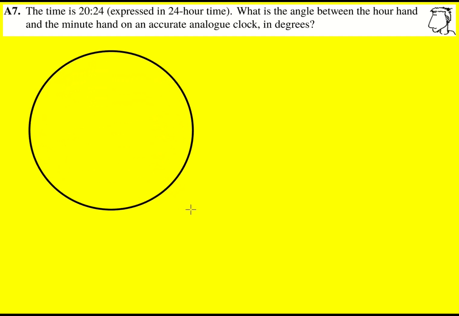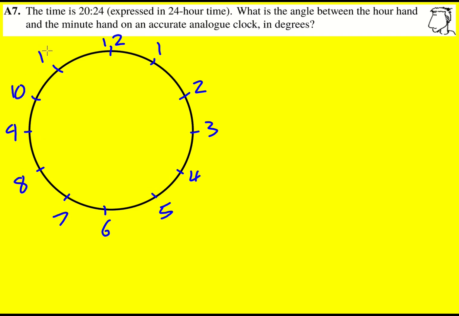Let's sketch out a clock for this question. Okay, first of all, put on some of the key numbers. We've got 12, 3, 6, 9, and I'll add the rest. It's possible to do the question without the diagram, but I just think it helps.